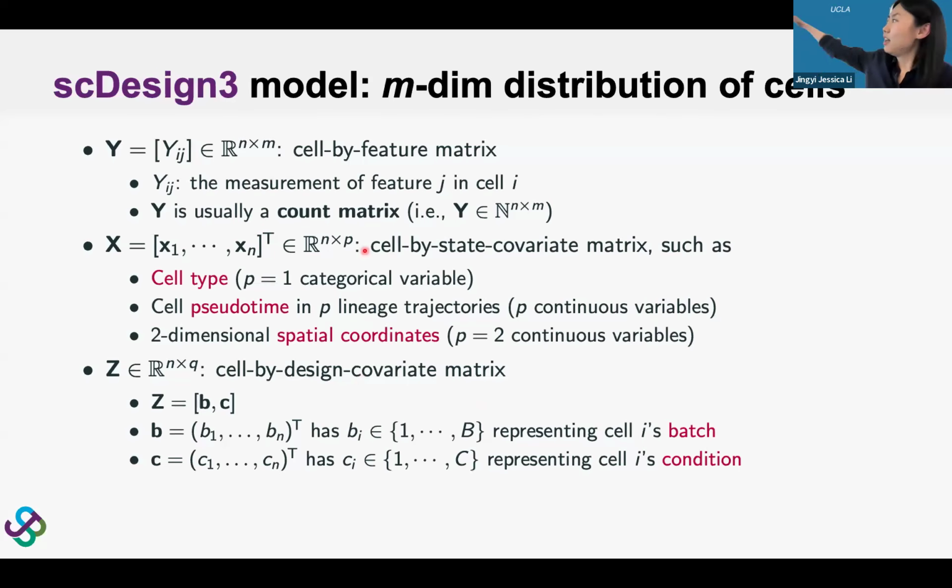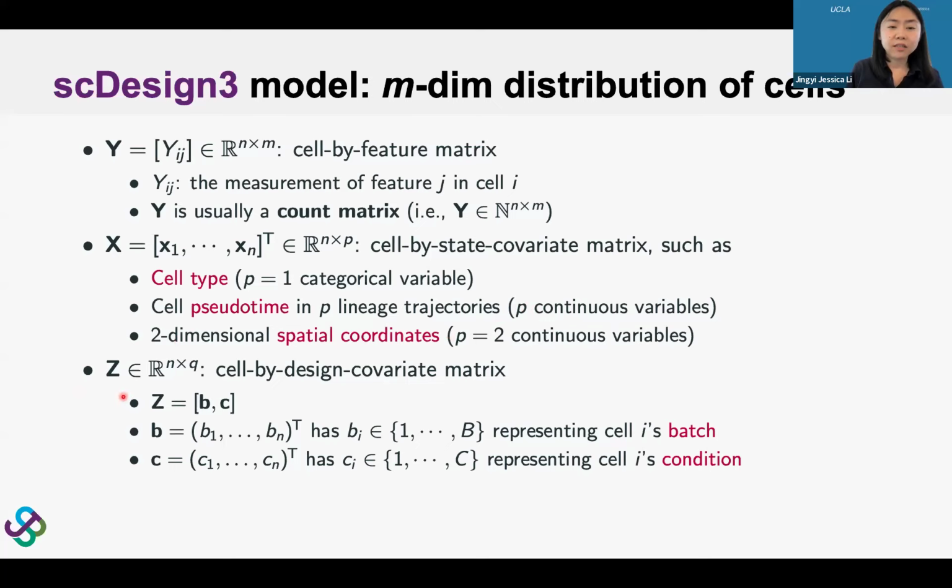Then what's the SDN3 model? As I mentioned, this is an outline of the graphical illustration I did in the previous slide. Y is an n by m matrix, a cell by feature matrix. X is an n by p cell by state covariate matrix. So these p covariates could be cell type, then p is just 1 categorical variable. It could be pseudotime values of the n cells in p trajectories, because the trajectory may not be just 1 branch, it can be multiple branches. So to be general, if there are p trajectories, then there will be p continuous variables, each one indicating 1 trajectory. And it could be 2-dimensional spatial coordinates, then p equals 2.